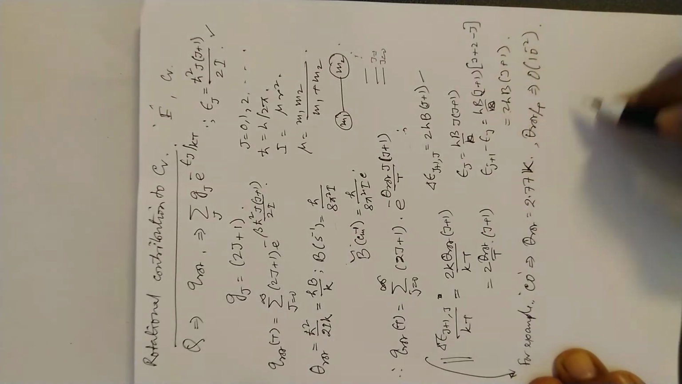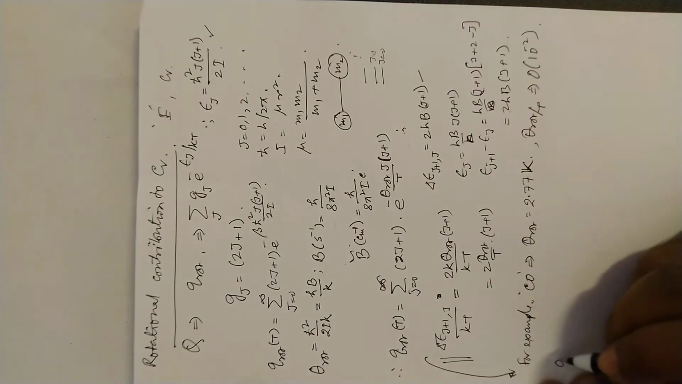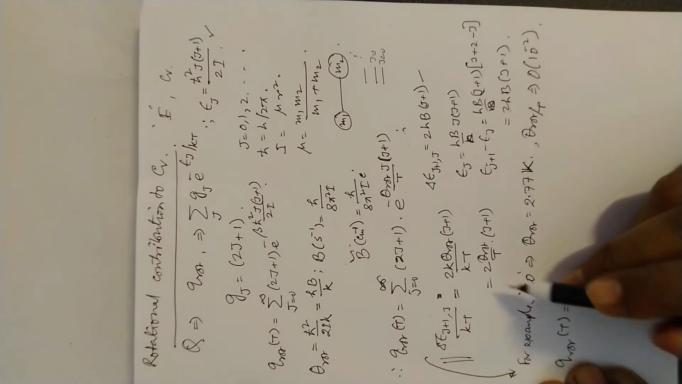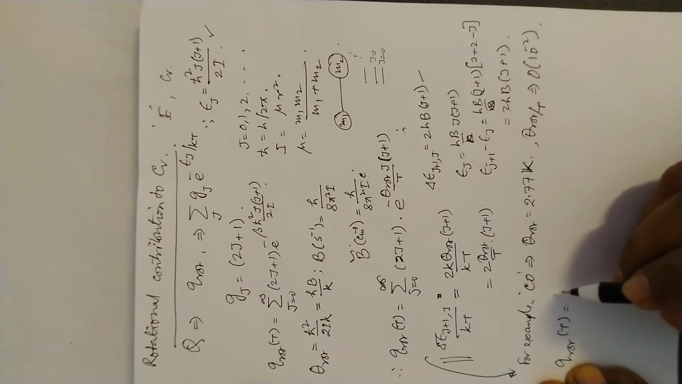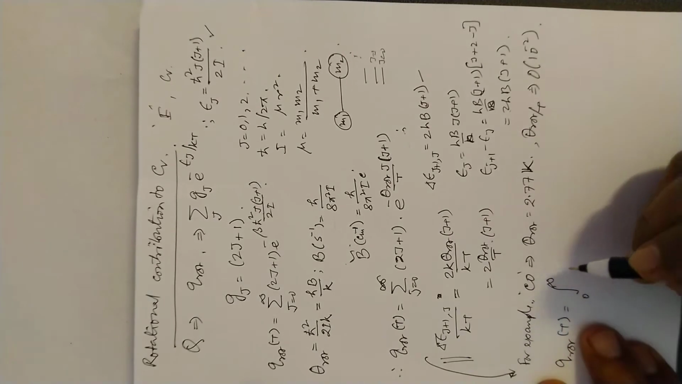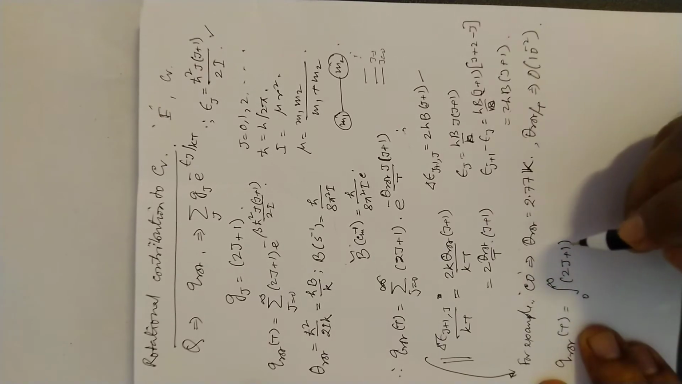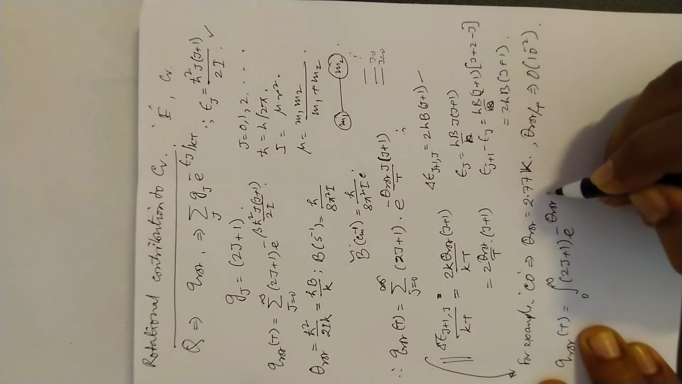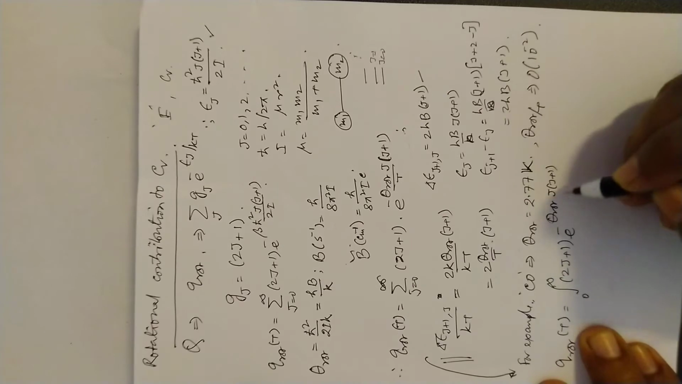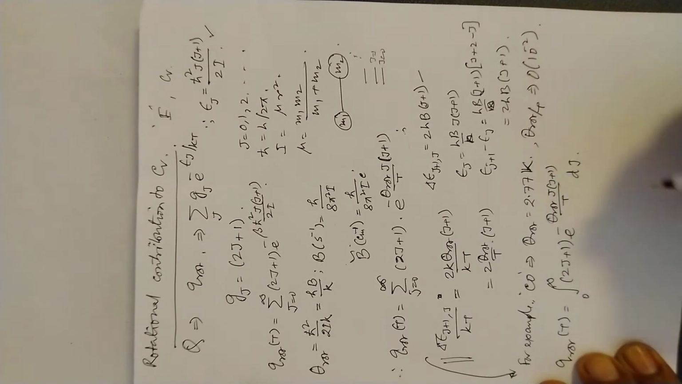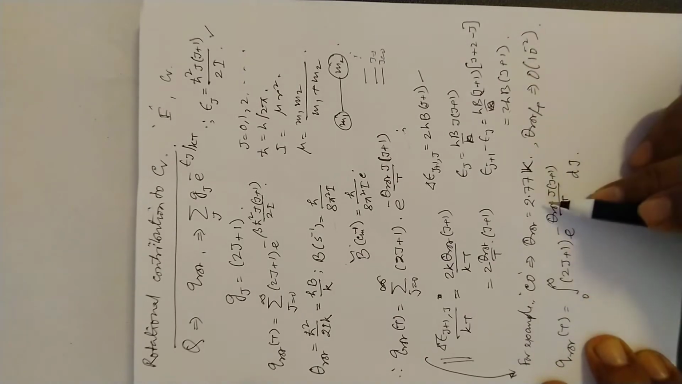So given this, you can actually write Q rotational as an integration. Instead of summation over j, you can do an integration over j. So practically you are considering j as a continuous variable, you are treating it that way. So then 2j plus 1 and e to the power minus theta rotational, j into j plus 1 divided by T, and dj. Now you can do this integration.